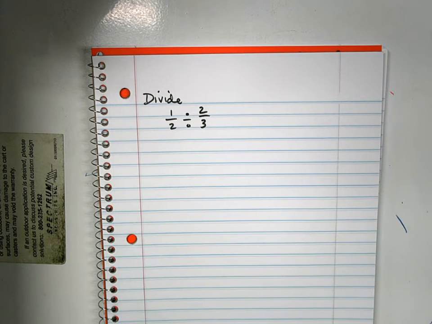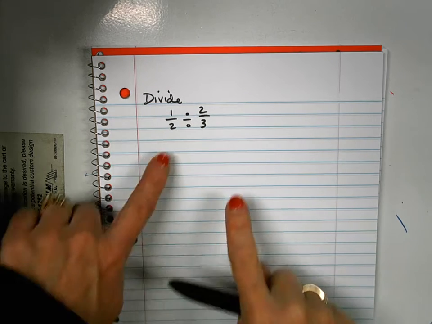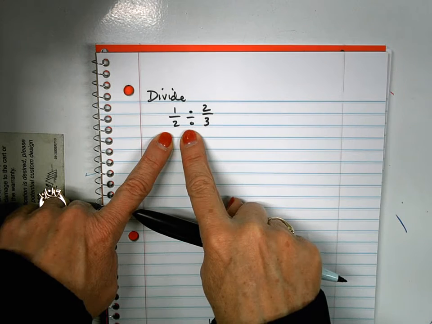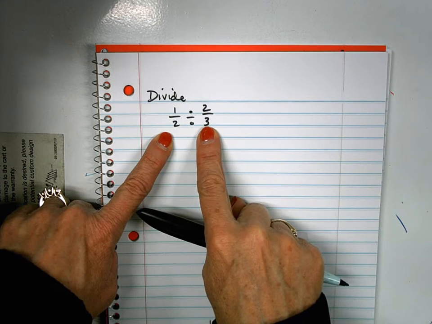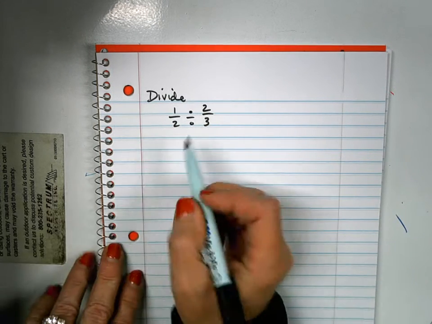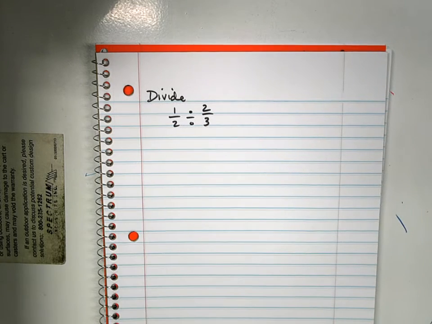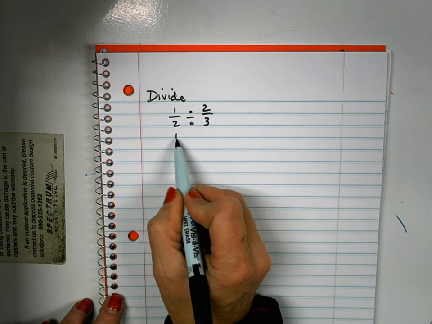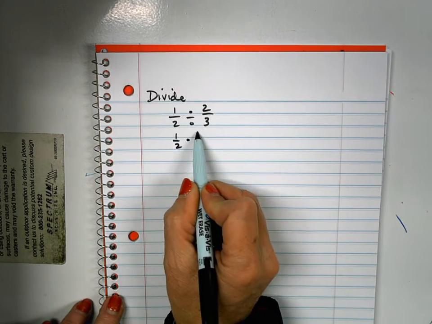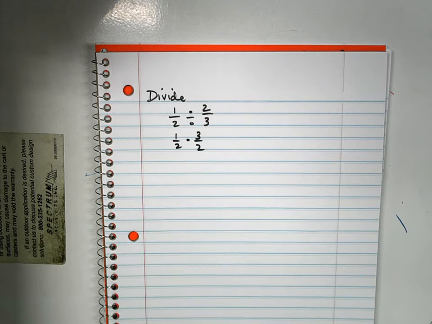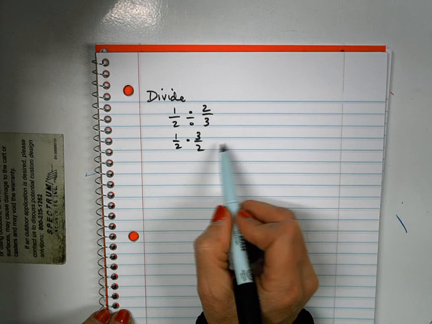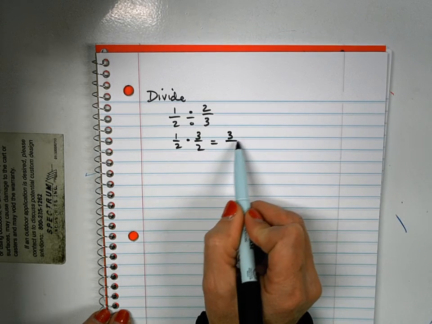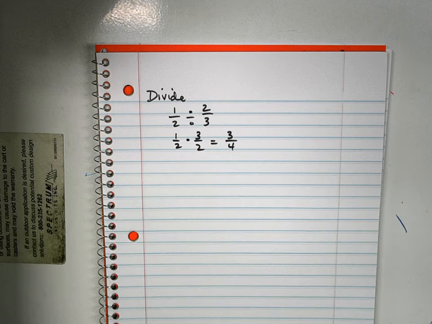What do you do? Keep it. Switch this and flip it. I like it. Keep it, switch it, flip it. Okay. So, or you multiply by the reciprocal would be the formal way of saying that. So multiply and then flip the second one, right? Whatever you're dividing by, 1/2 divided by 2/3, you'd flip it over. And then multiply straight across, reduce if you can. Nothing reduces here. There were no common factors, so 3/4 would be the answer.